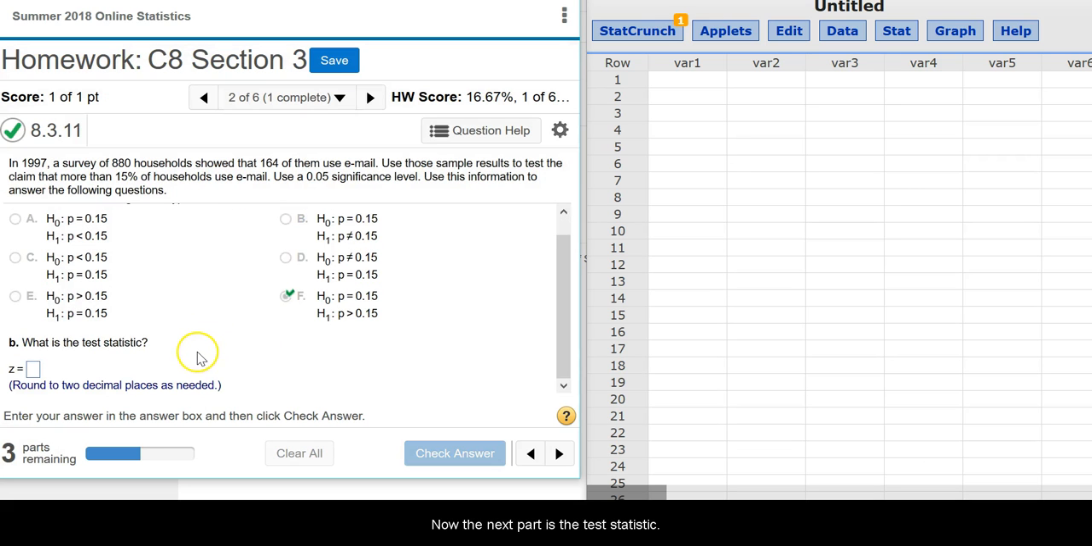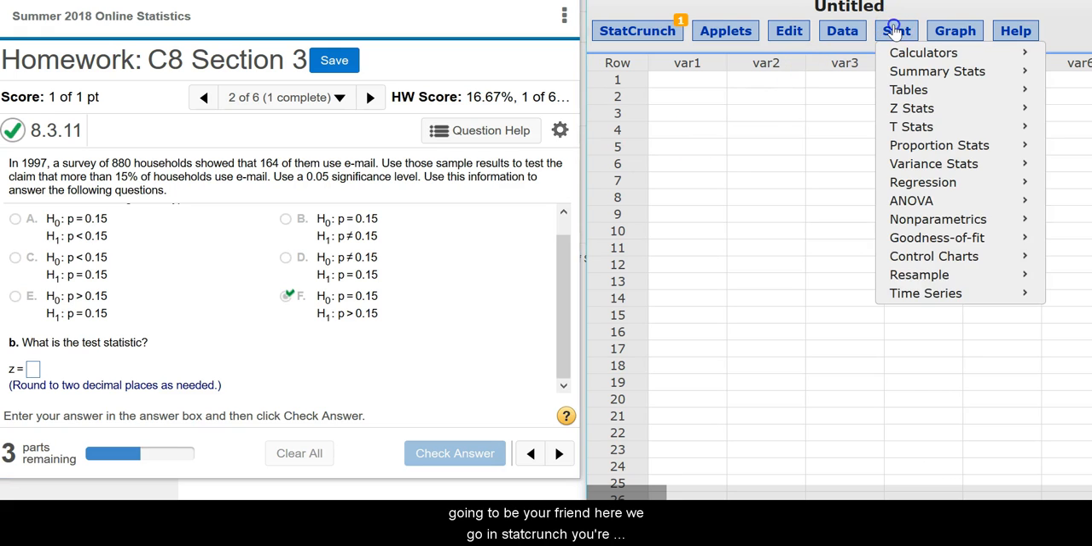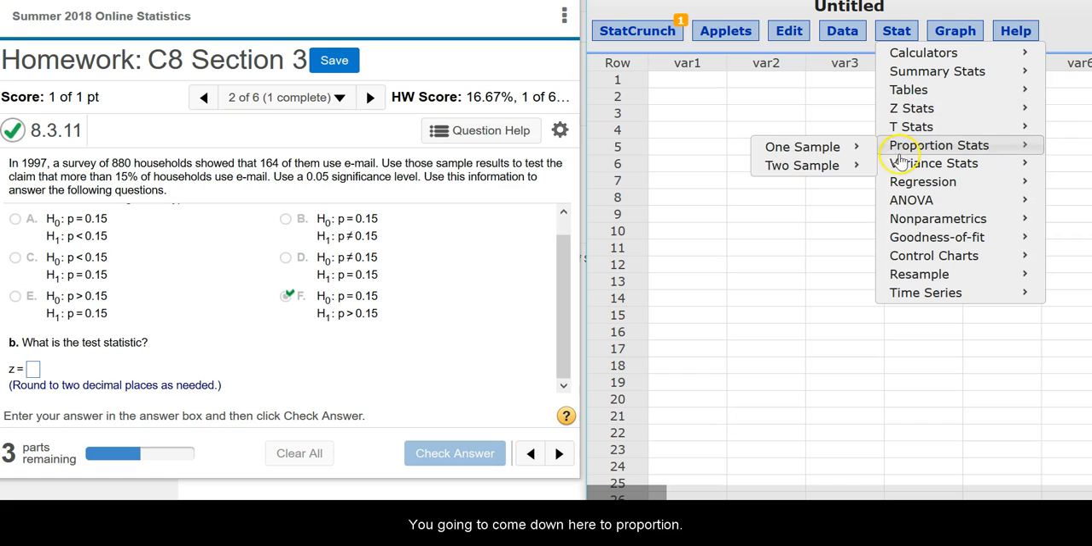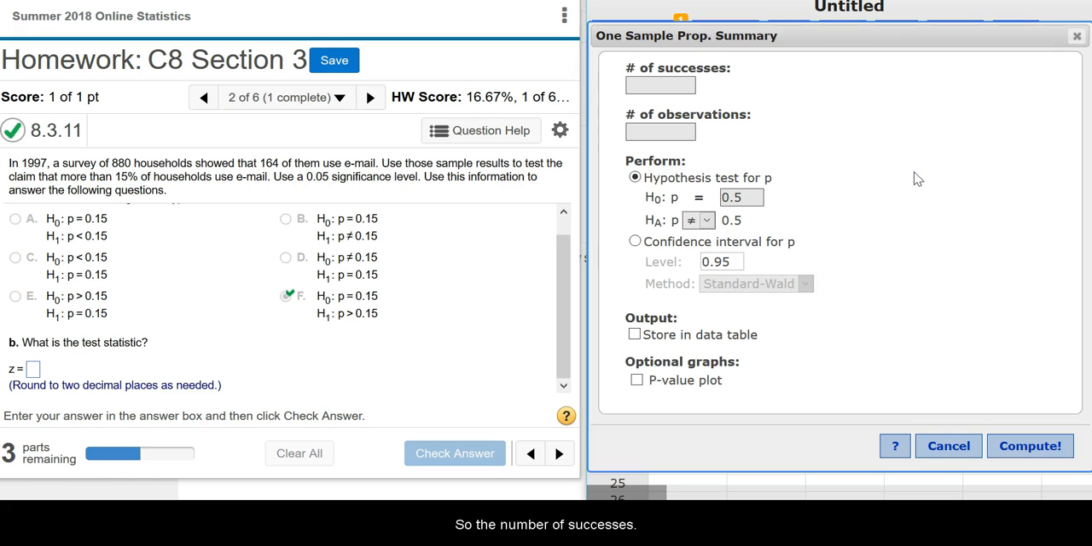Now the next part is the test statistic. So to get that without using tables, technology is actually going to be your friend here. We go in StatCrunch, you're going to choose Stat. You're going to come down here to Proportion. We're only doing one sample, and I have the summary. So the number of successes is the 164 people that use email out of the 880 households.